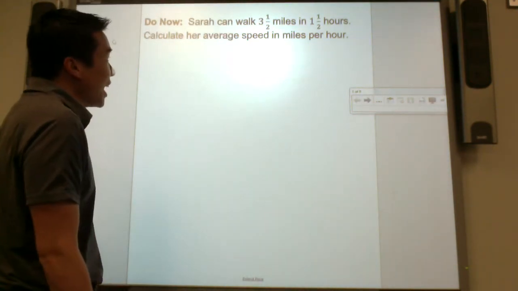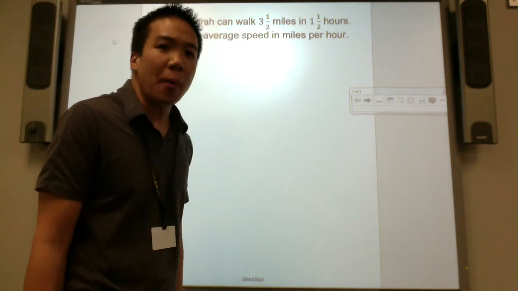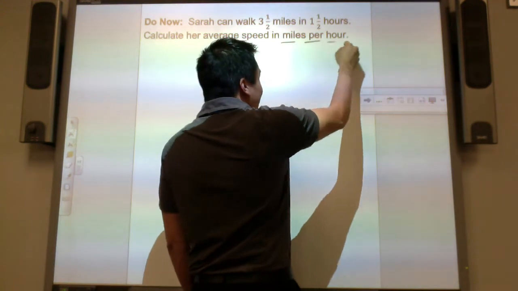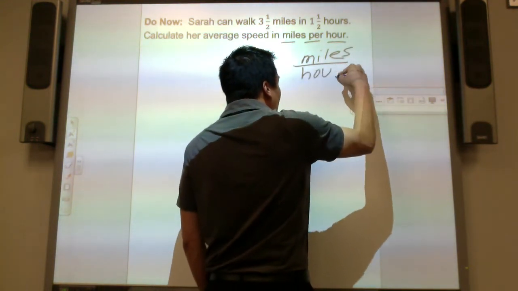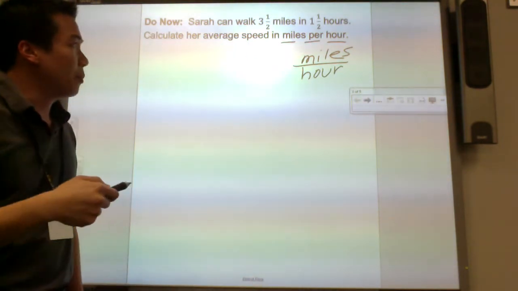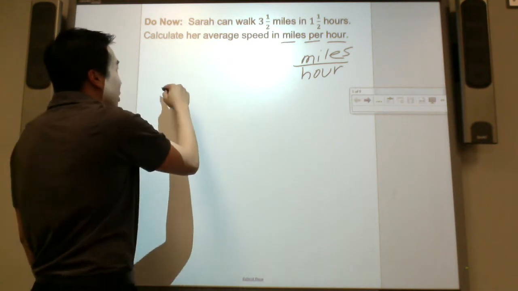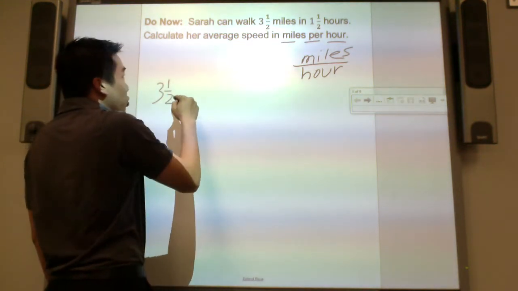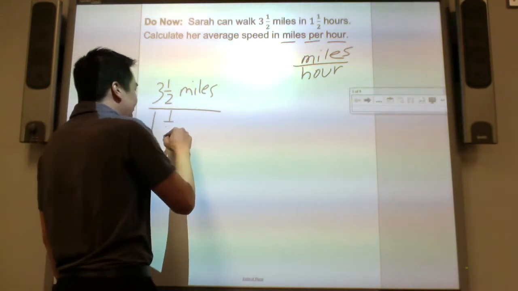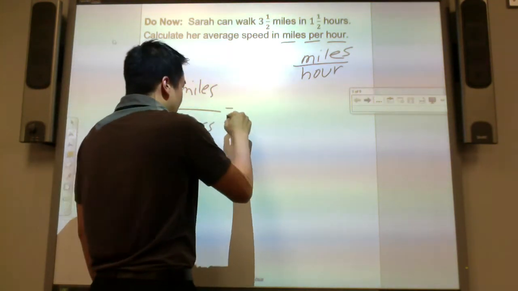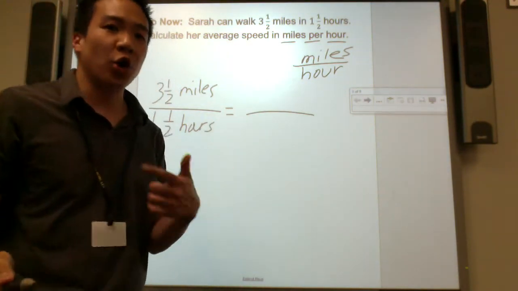Sarah can walk 3.5 miles in 1.5 hours. Calculate her average speed in miles per hour. So a rate is over miles per hour. So let's write our problem into a rate problem. So she can walk 3.5 miles in 1.5 hours. But however, we want to find out how many miles can she walk per hour.